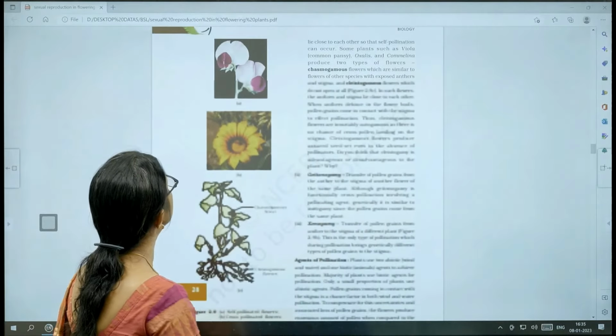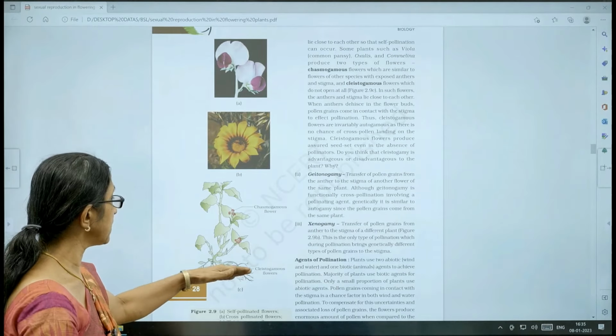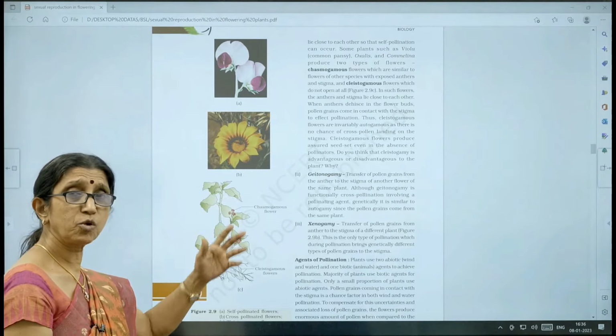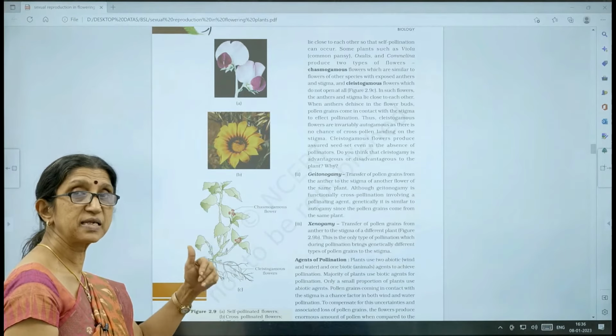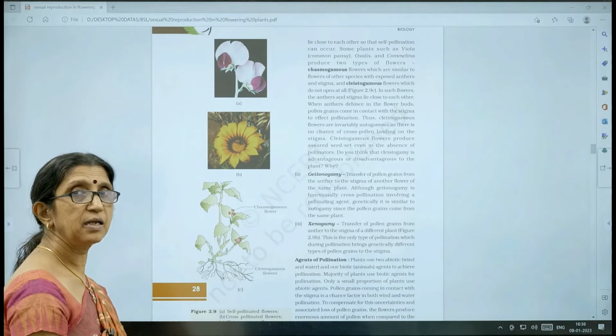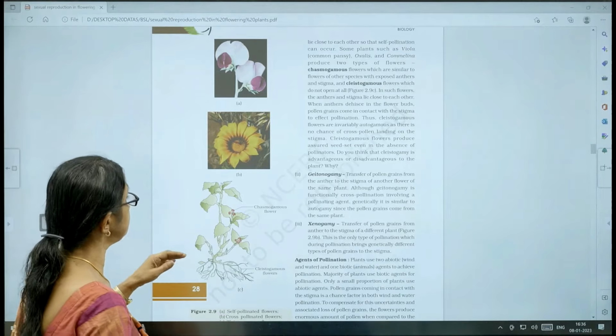This is Commelina showing both cleistogamous and chasmogamous flowers. And this plant has got both types of flowers, chasmogamous and cleistogamous. Cleistogamous flowers are seen towards the lower part, which is near the soil.